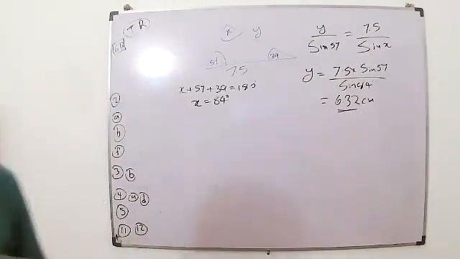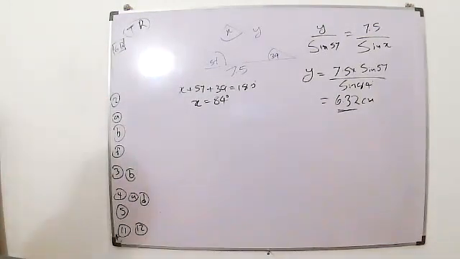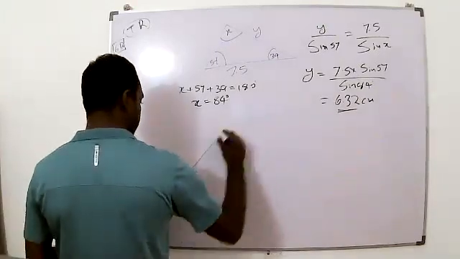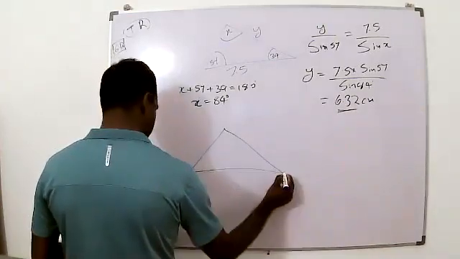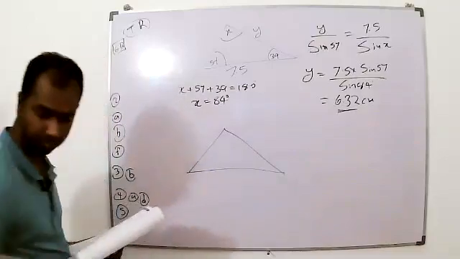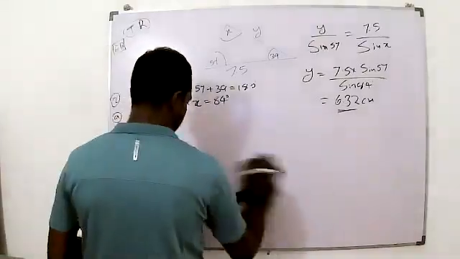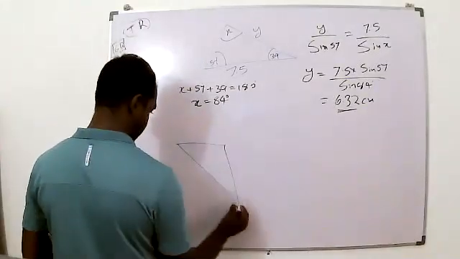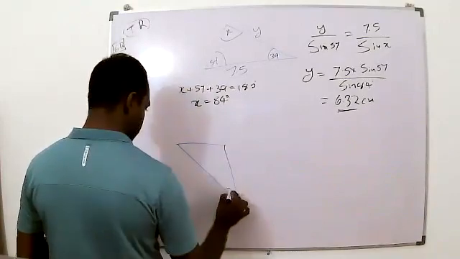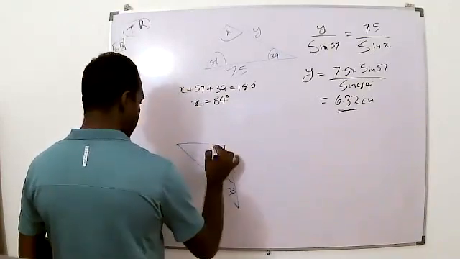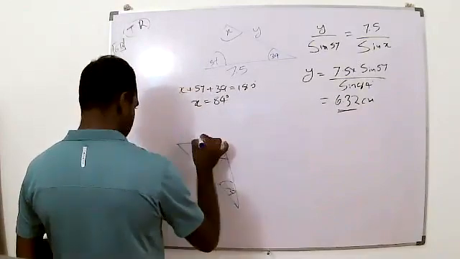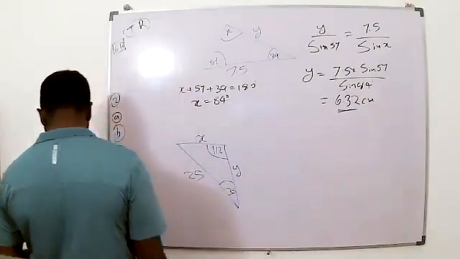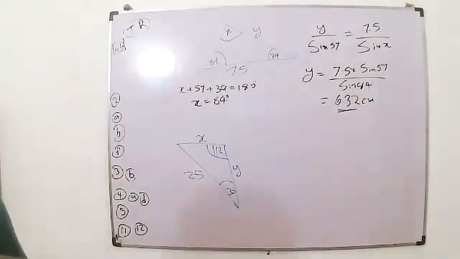Okay, look at the B. What do we have for B? We have to find two sides, no? What do we have here? This 30 degrees, 112 degrees, X here, Y here. This is 25. Okay, how can we find them?